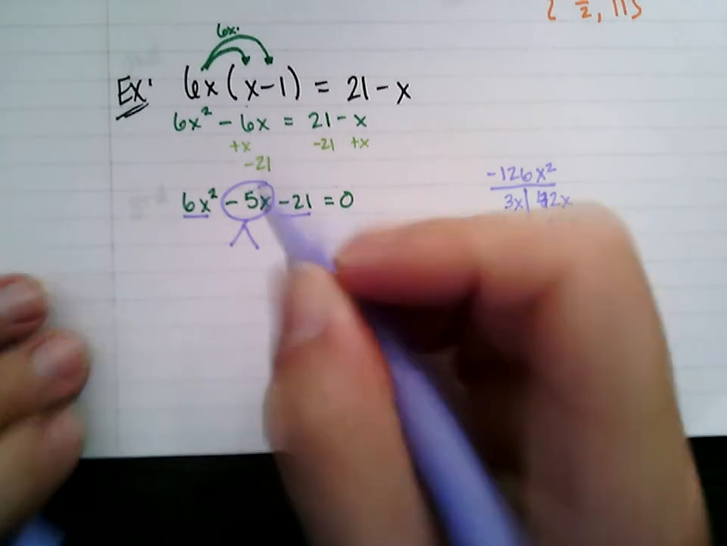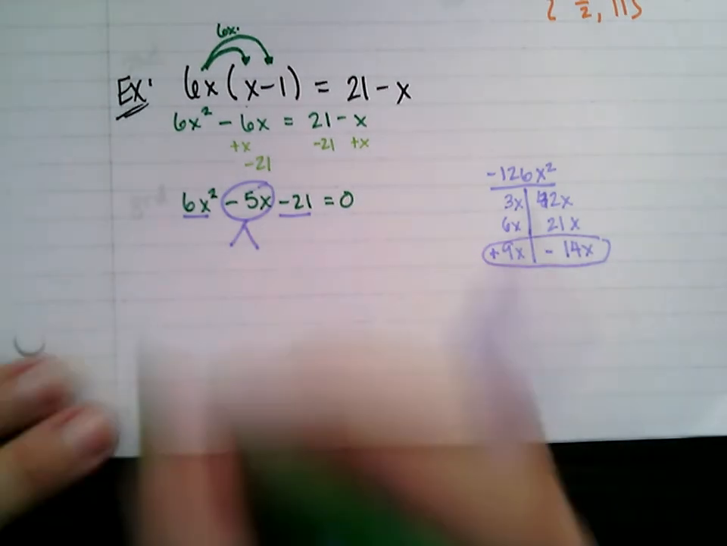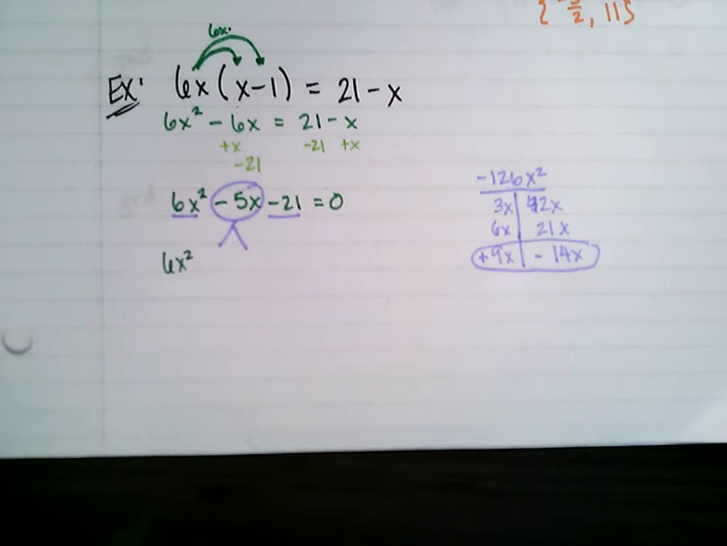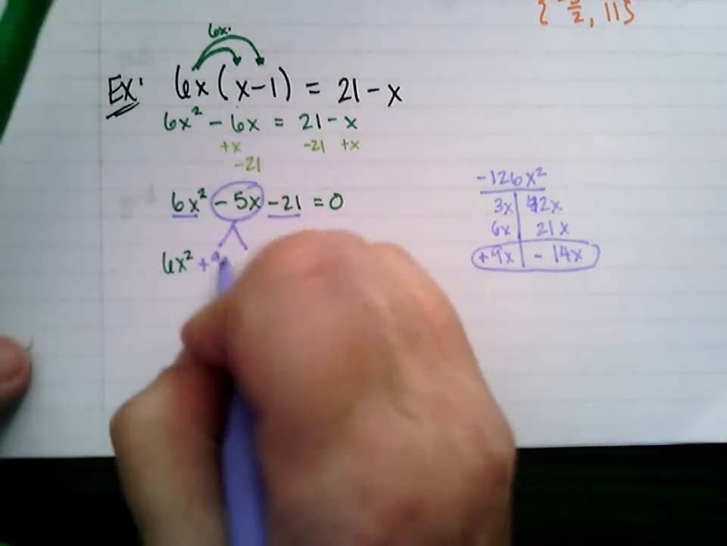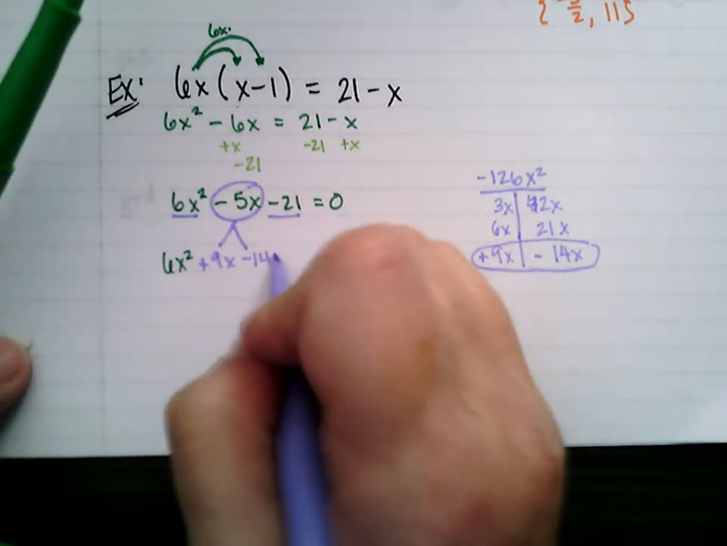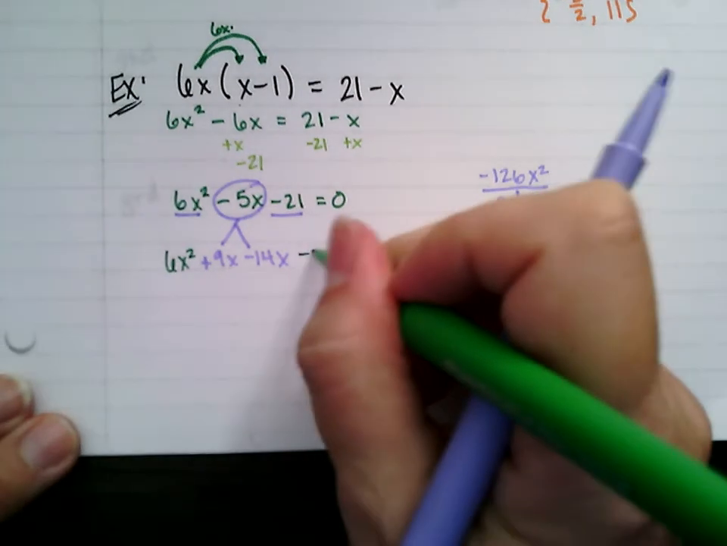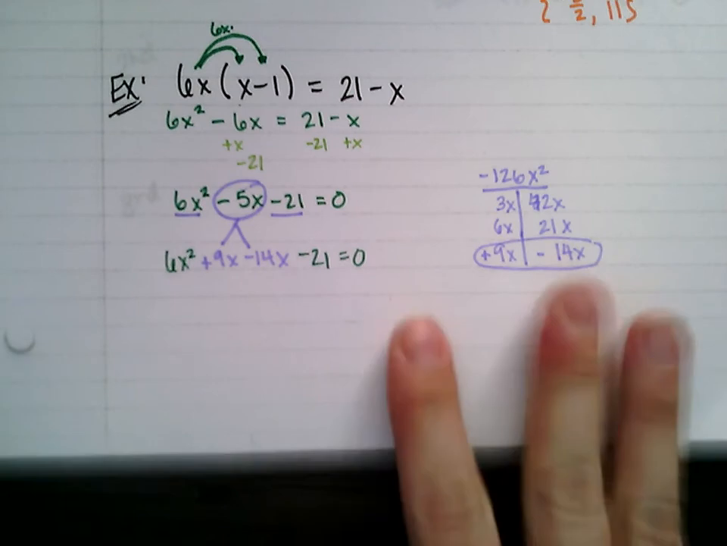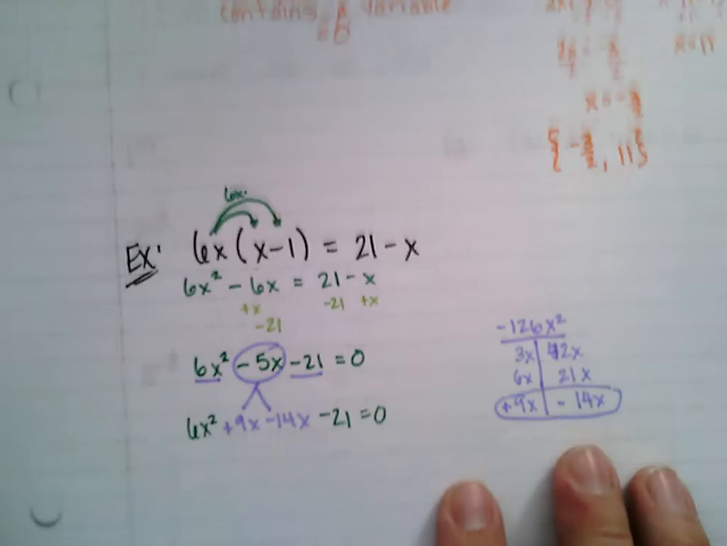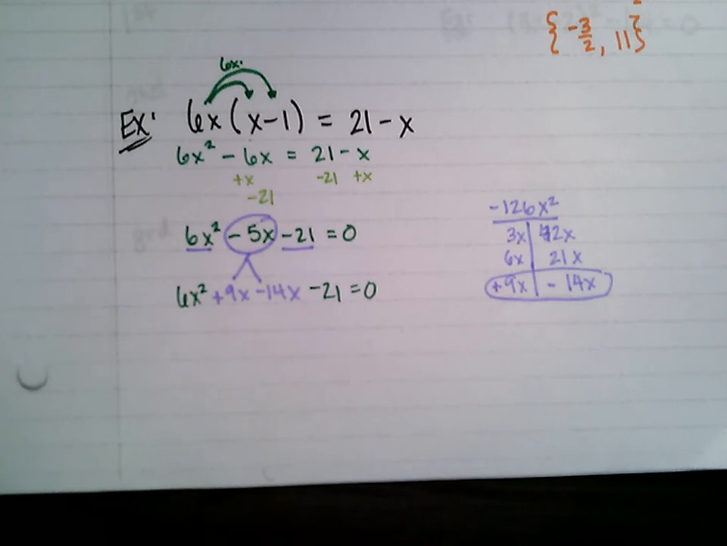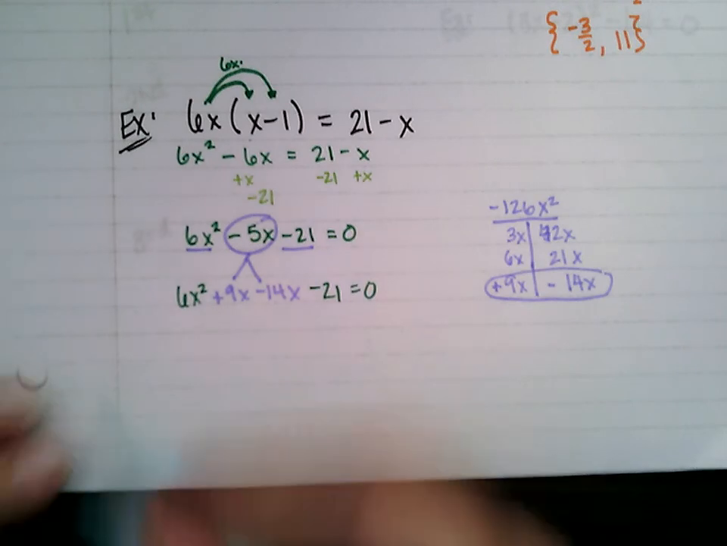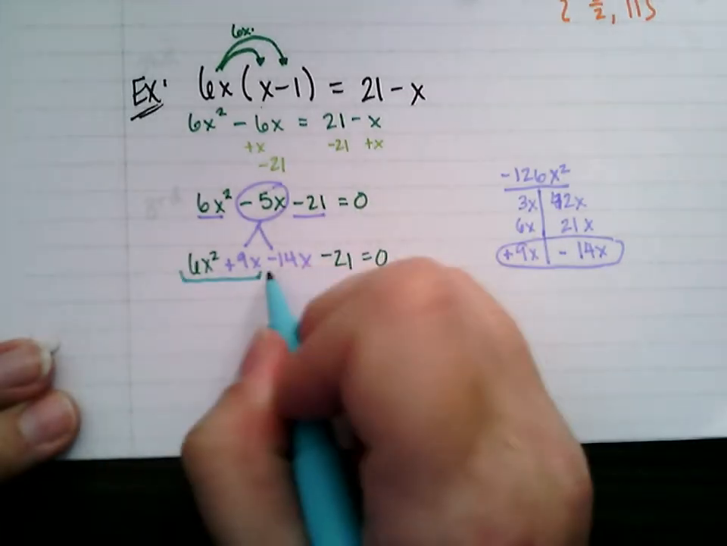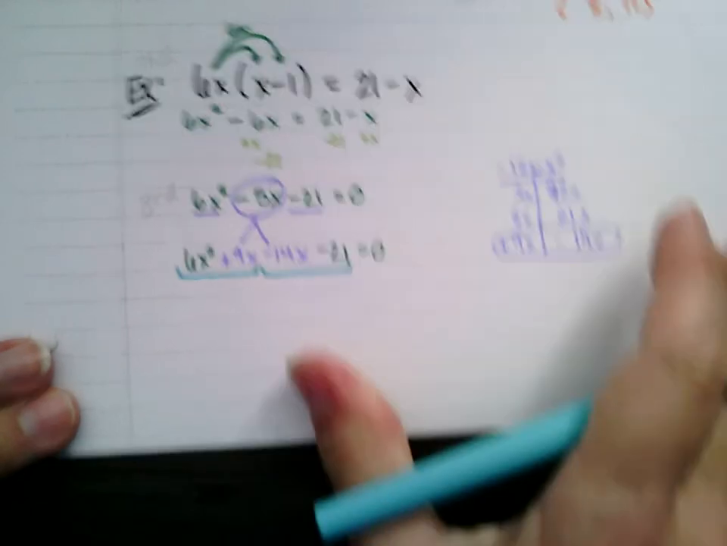So I'm going to rewrite this problem. 6x squared plus 9x minus 14x minus 21 equals 0. And then I'm set to start grouping. Remember, I'm going to group the first two pieces together and the second two pieces together. So grouping here, grouping here.